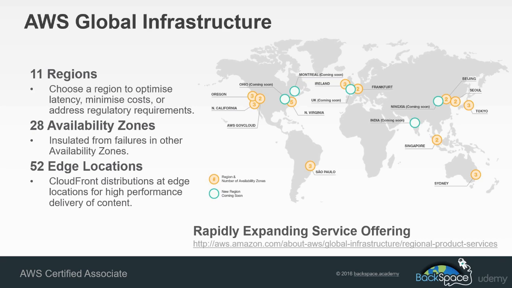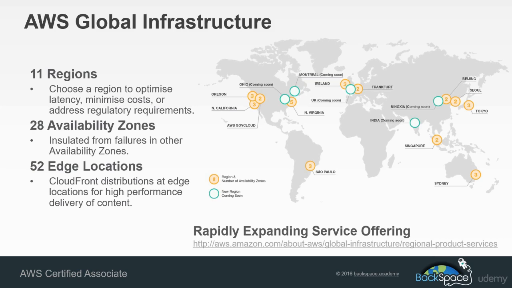Within regions there are availability zones, and you can see inside those orange circles are numbers that denote the number of availability zones. Those availability zones are insulated from failures in other availability zones. They are separate from each other, and they provide a level of durability that you require in your architecture. Across the global infrastructure, there are 28 availability zones, and there are also 52 edge locations.